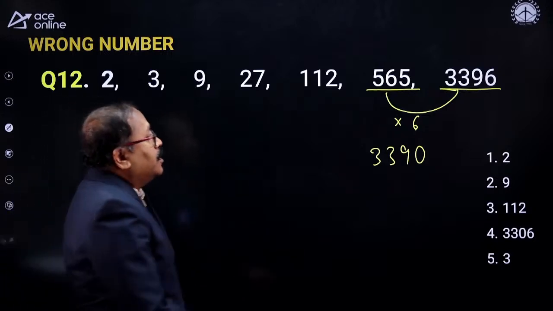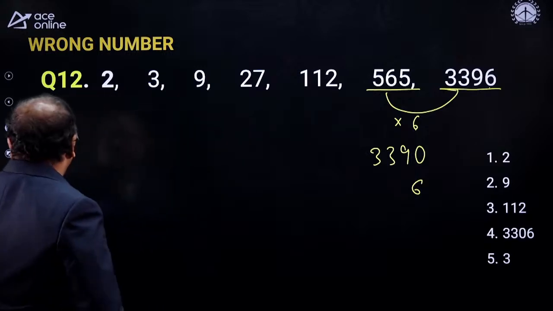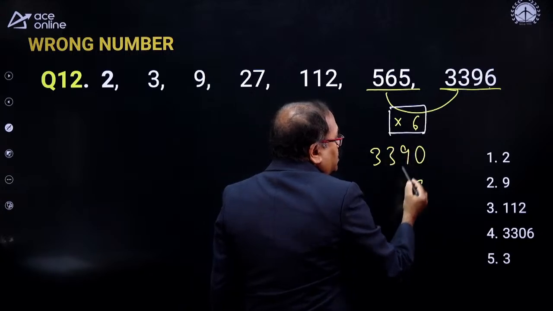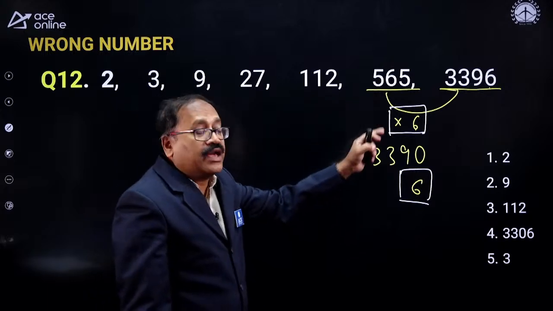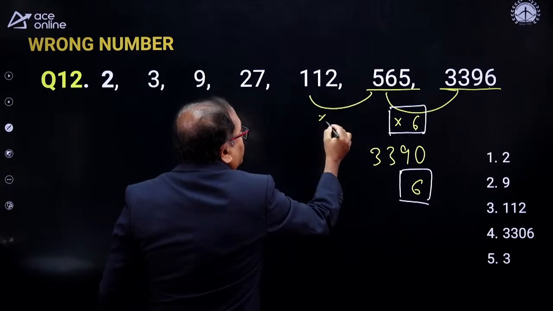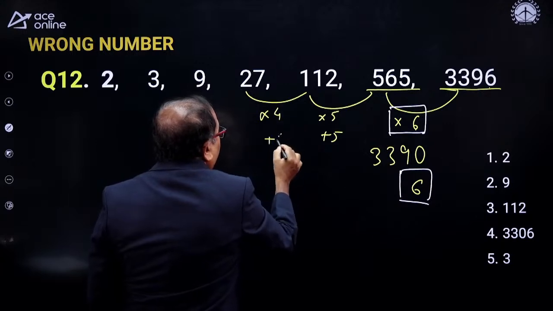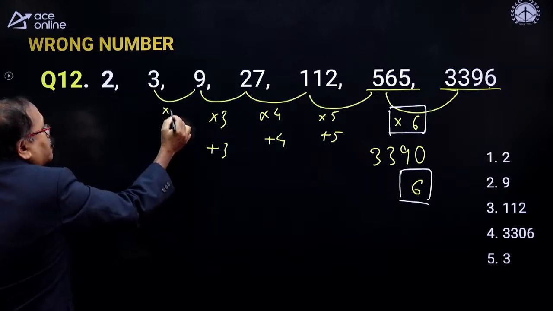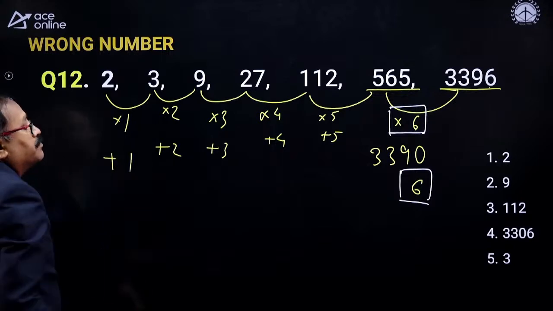There's the number. Now how much is added here? 6 is added here. Then especially for Likhita, did you notice that into 6 plus 6? Then it could be into 5 plus 5. It could be into 4 plus 4. It could be into 3 plus 3. It could be into 2 plus 2. And it could be into 1 plus 1.